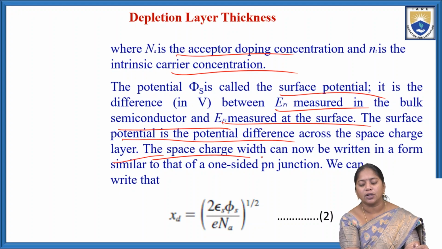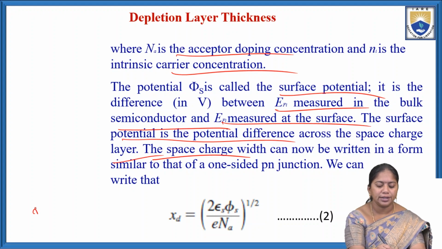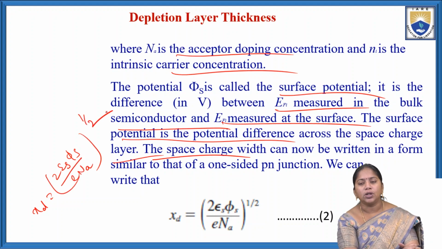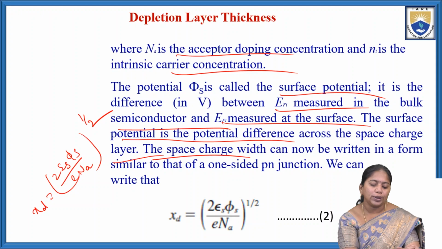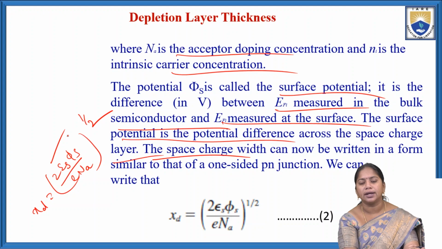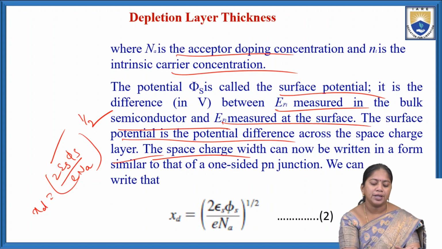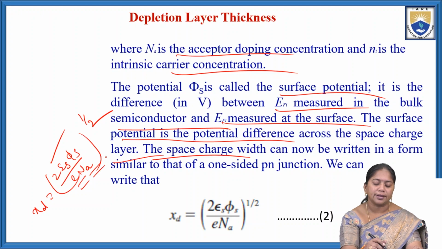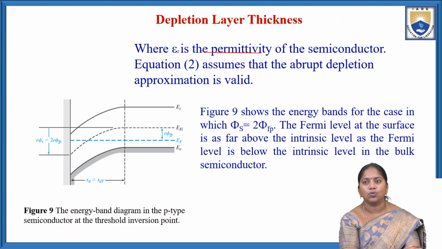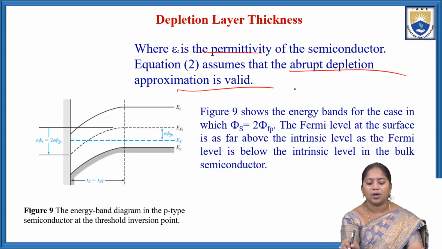The space charge width can now be written similar to that of a one-sided p-n junction. We can write xd equals 2 epsilon s phi s divided by e Na, whole to the power of half. That is equation 2. Here xd is the space charge region width, epsilon s is the permittivity of the semiconductor, phi s is the surface potential, e is the charge of the electron, and Na is the acceptor concentration. Equation 2 assumes that the abrupt depletion approximation is valid.